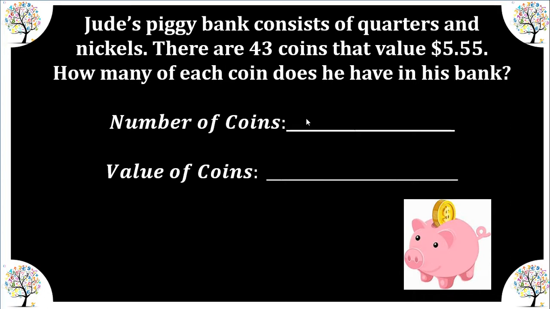So let's talk about the two different equations we can create, because remember, a system works with two or more equations, and that's what lets us figure out the solution. I can break this down into two equations. I can represent how many coins I have and the value of the coins, because I have a total of coins and a total value. Now I'm going to use variables that help me know what each part represents. So I have so many quarters plus so many nickels equals a total of 43 coins in all.